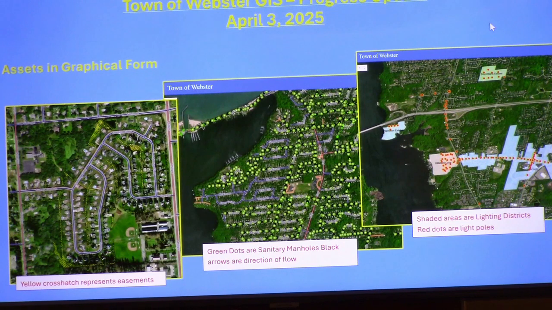And representative information about other types of assets as well would show up, either with your sewer, your roadway, or even your easements.